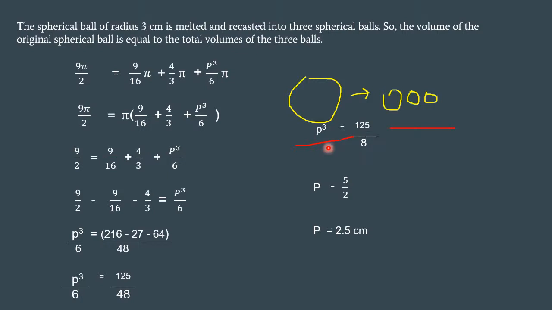Now the cube root of 125 is 5 and the cube root of 8 is 2. In the sense, 2 into 2 into 2 is 8, and 5 into 5 into 5 is 125. So p is equal to 5 by 2, which is 2.5 centimeters. Okay.